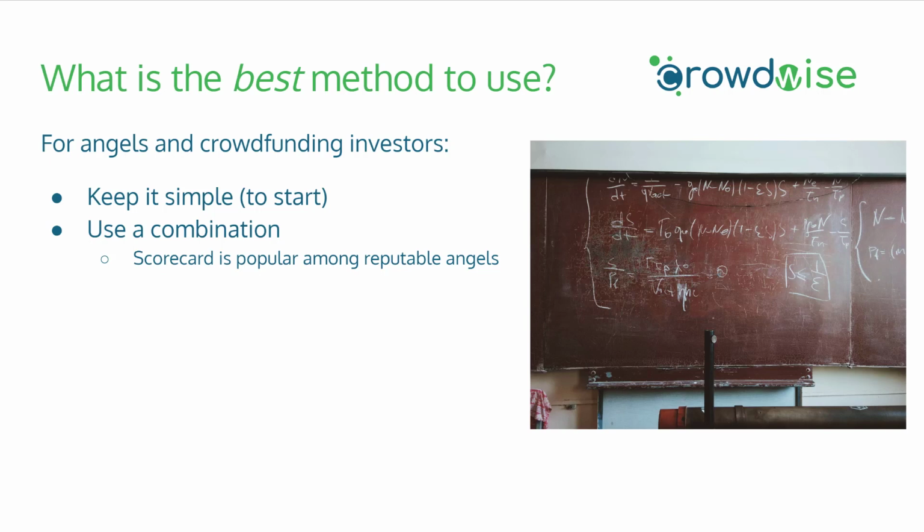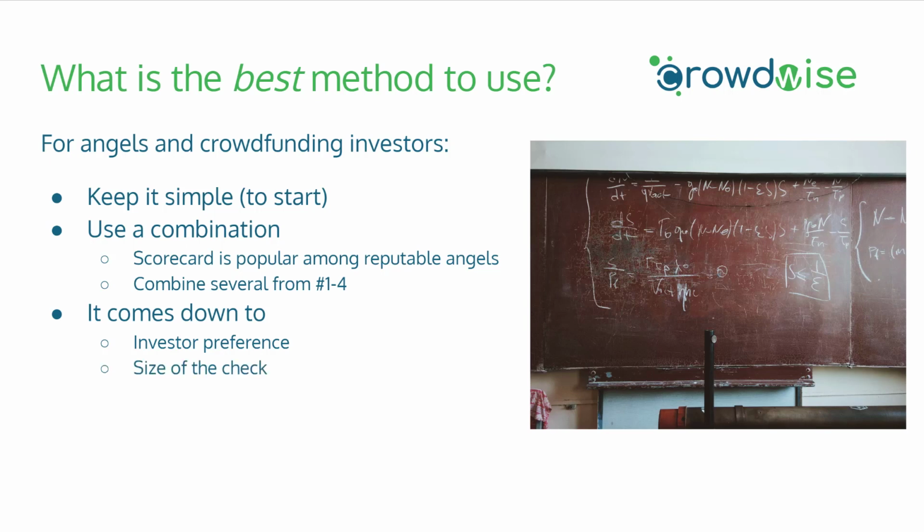Scorecard Method is one of the most popular among reputable angels, such as David Rose and Bill Payne, as we mentioned. And because of this, we recommend combining several of the number 1 through 4 pre-revenue early stage methods. But remember, it comes down to a lot of different things, such as investor preference, the size of the check that you're writing, the stage of the business, and what your reasons are for investing. If you're investing because you want to support a cool company and don't care about the financial returns, then you don't even need to waste any time at all in valuation. If you're investing purely to get financial gains, then valuation becomes more important.